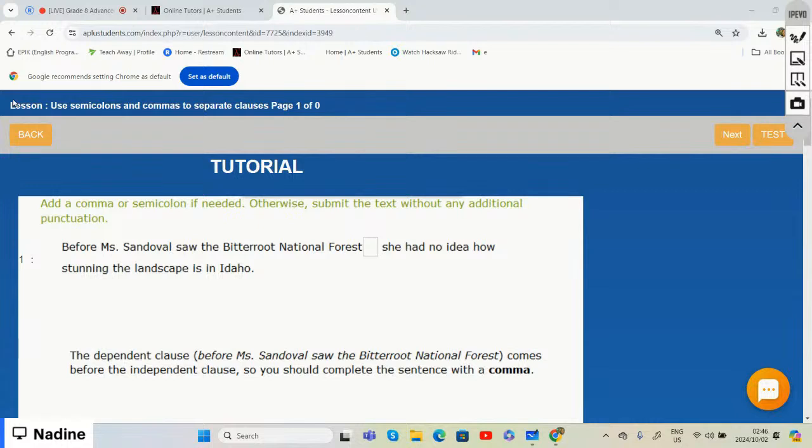Colons we use after an independent clause, and then we list our list of things after the clause. Then we use a colon. And a semicolon we use if the comma is unclear.